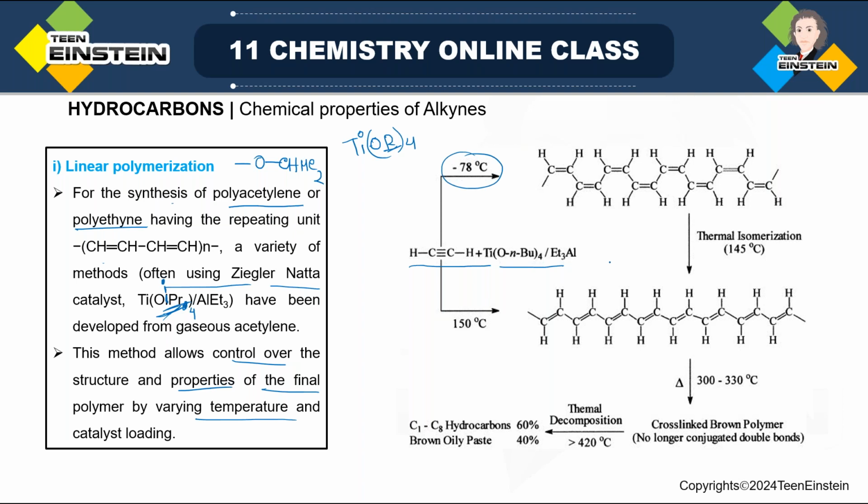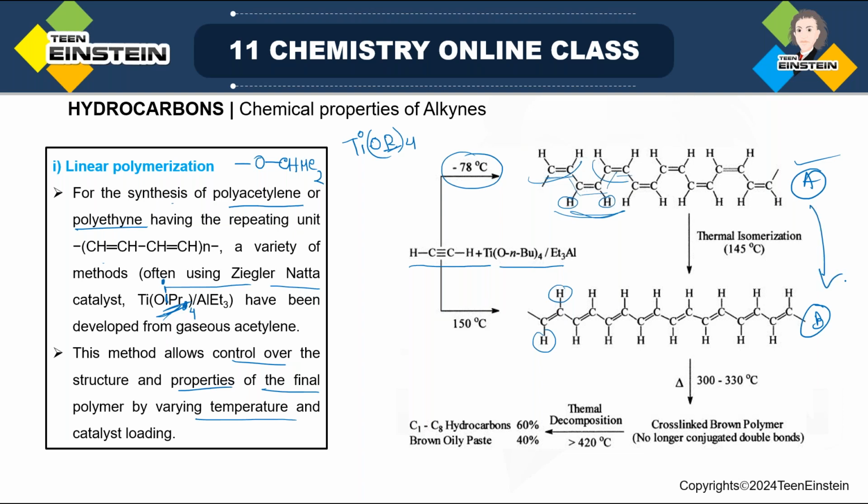If it is -78 degrees, you are getting this type of structure. Try to understand the difference. Here it is a zigzag shape, but here the shape is different. Both the hydrogens are on the same side, a cis type of structure, and both the larger groups are on the same side. But here that is not the case. It is zigzag because the hydrogens are in a trans arrangement. When it is 150 degrees centigrade, you are getting this type of structure. When it is -78, you are getting another type of polymer. Suppose this is type A and this is type B.